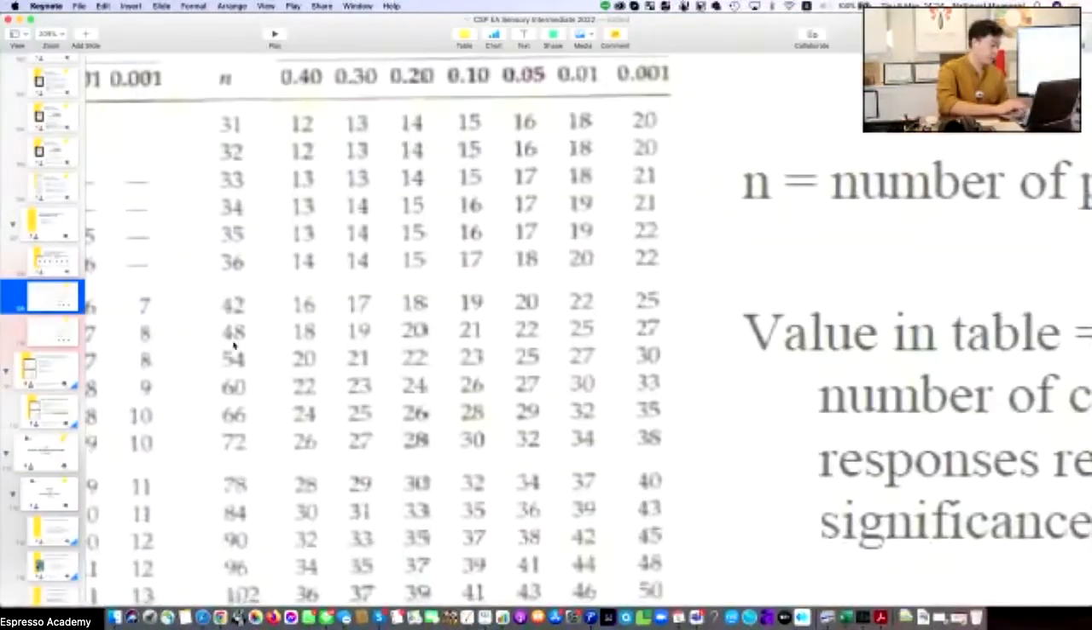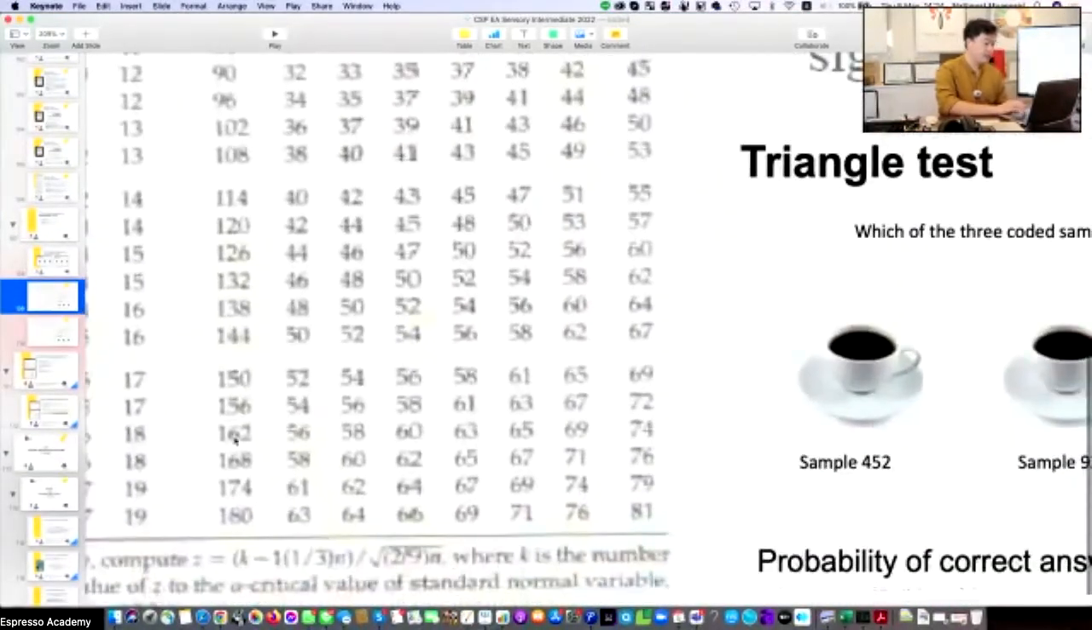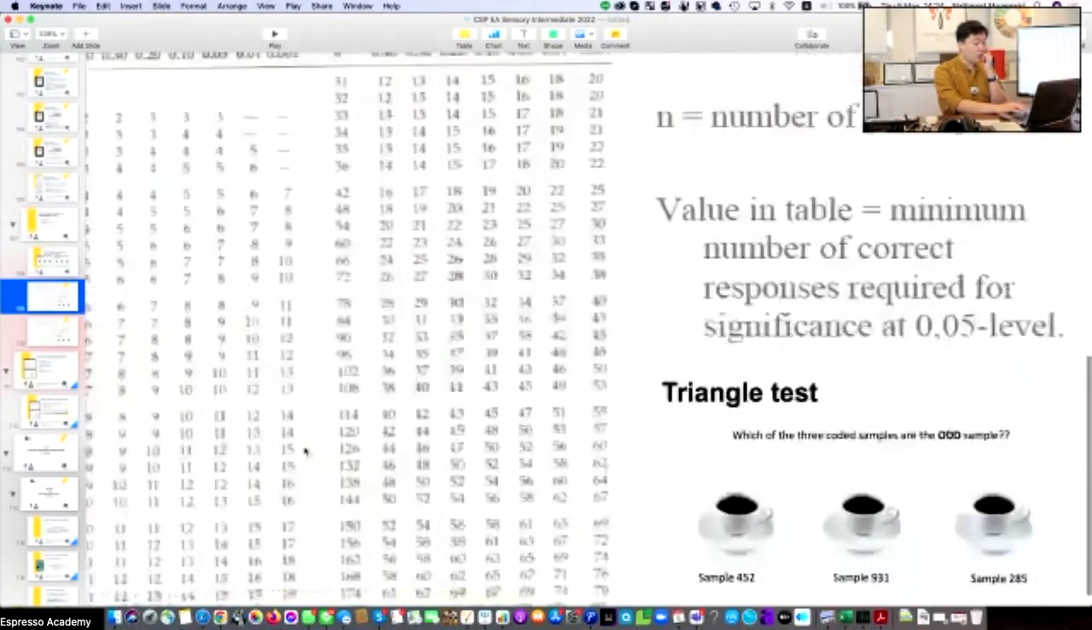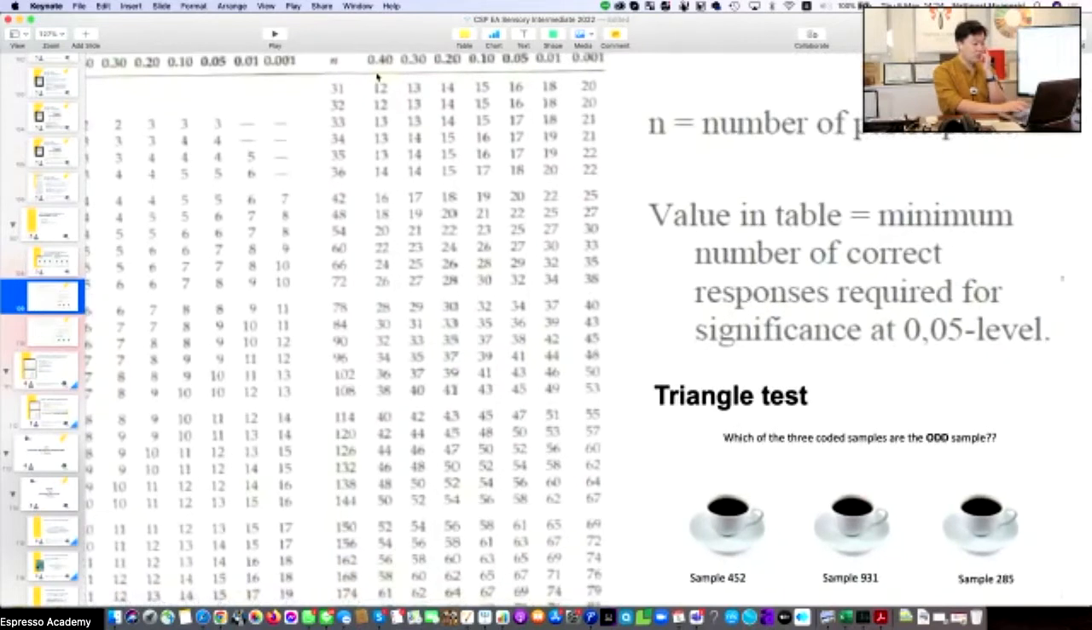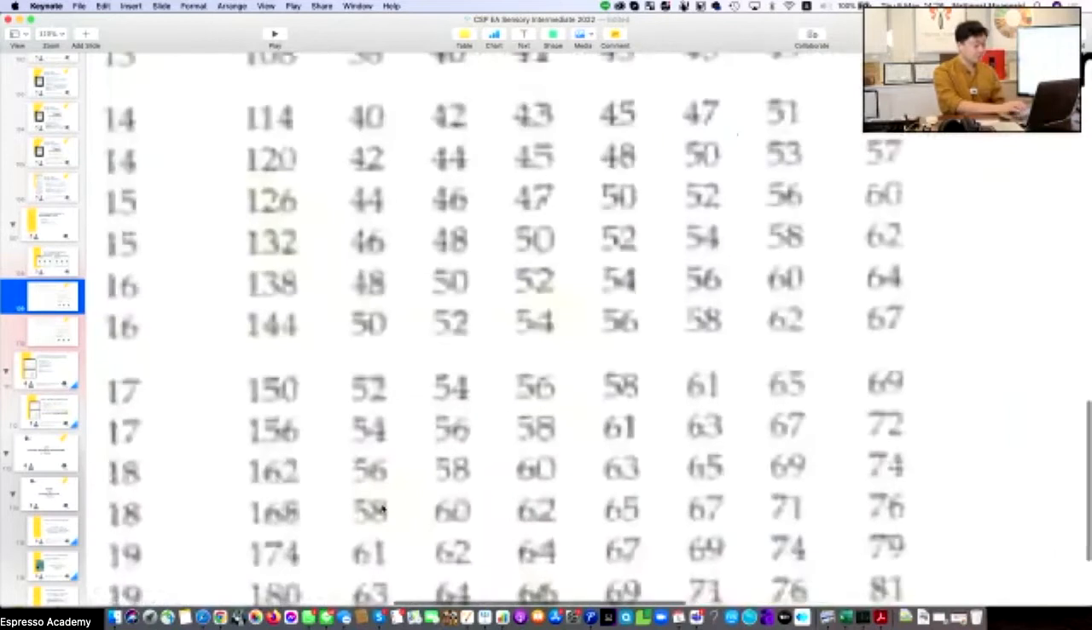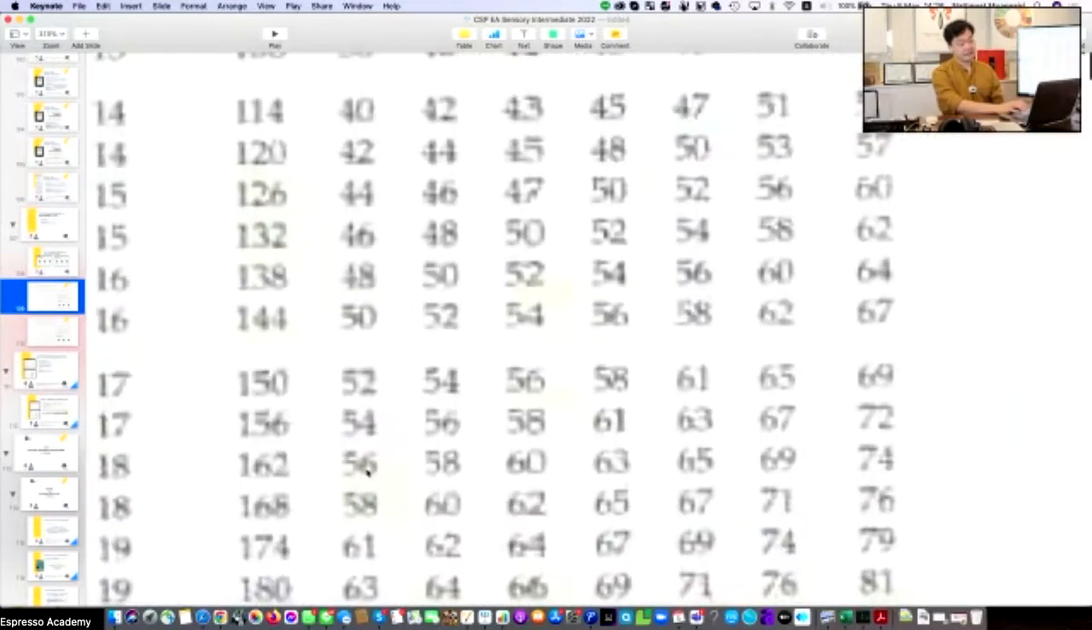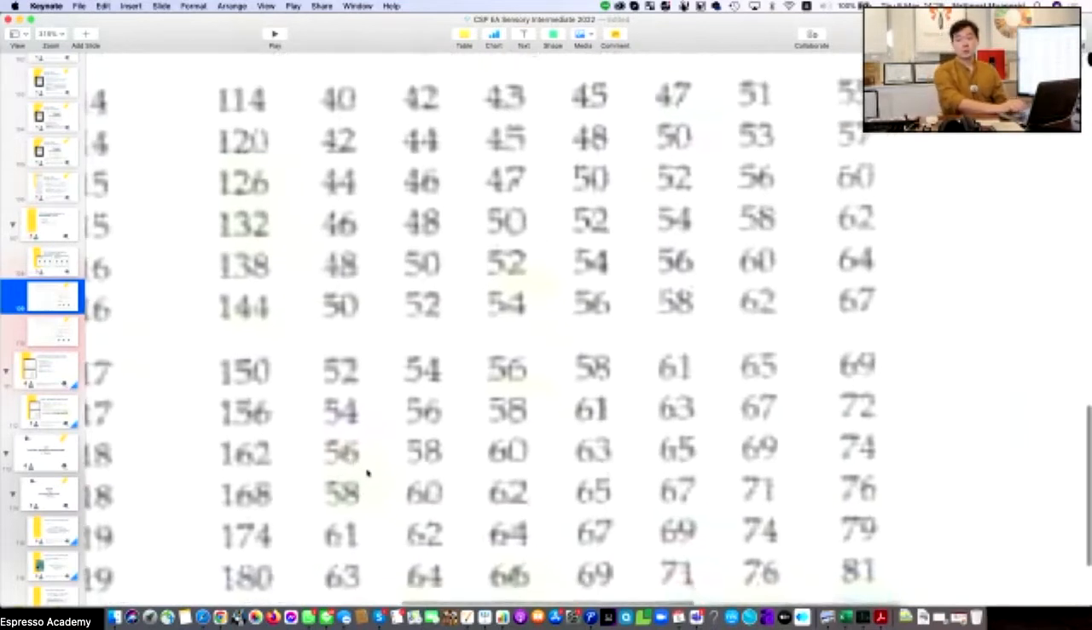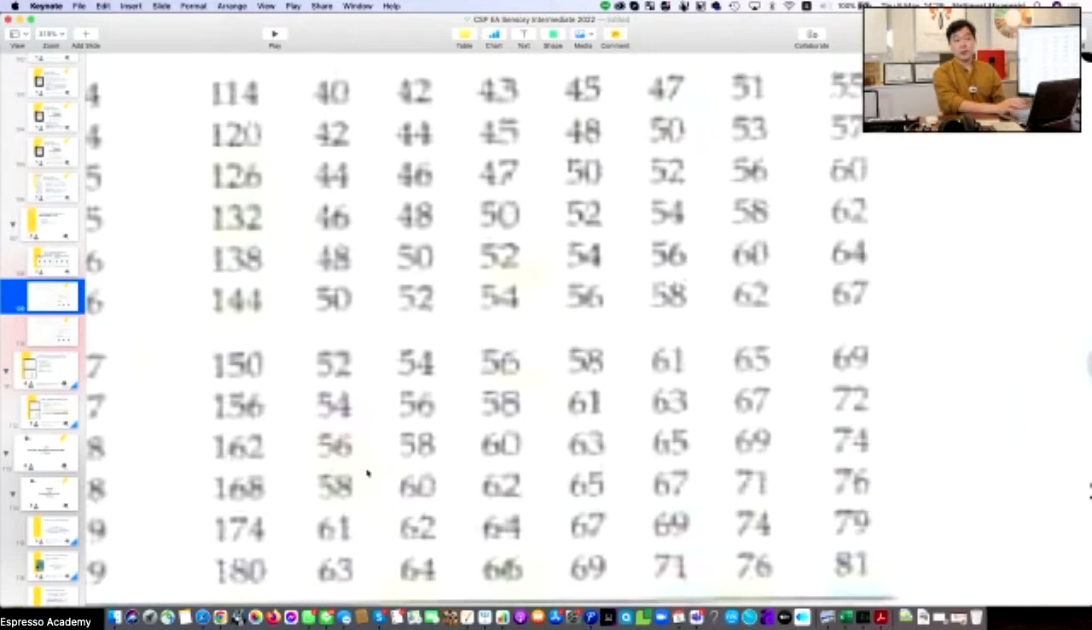Let's see this table. 164, 162. The minimum required to make it, the p-value of 0.05, is at least 56. There were only 48 correct responses from 164 people. So they failed to reject the hypothesis, and that hypothesis is there is no difference. Okay. Very simple.